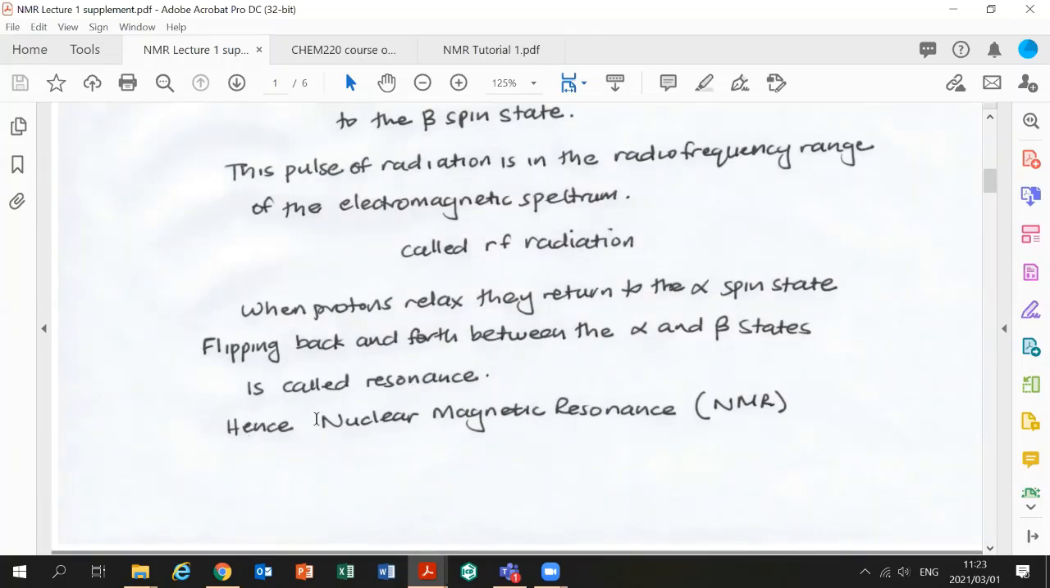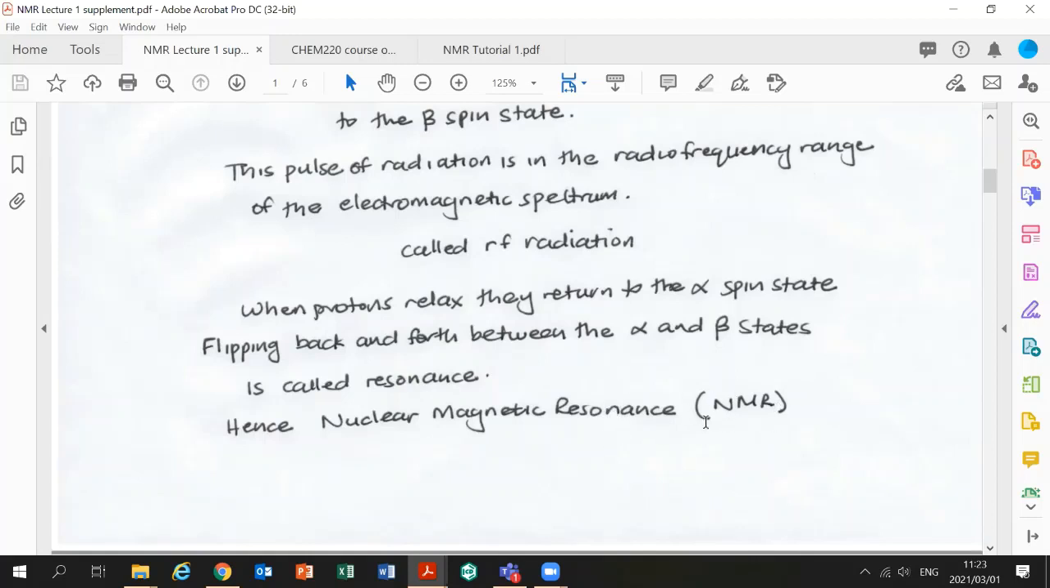And hence this topic is called nuclear because we're dealing with a nucleus, right? In this case, we're dealing with a proton nucleus or hydrogen nucleus. Magnetic because they create a magnetic field. And I showed you that charged spinning particles can create a magnetic field. And resonance is because they flip between the alpha and beta states, right?